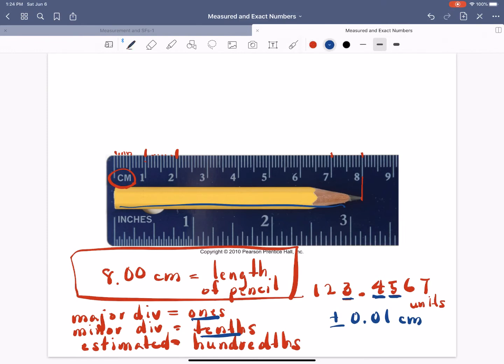So we would refer to this here as the uncertainty. That's the digit, the hundredths place, where we're going to make our estimation.